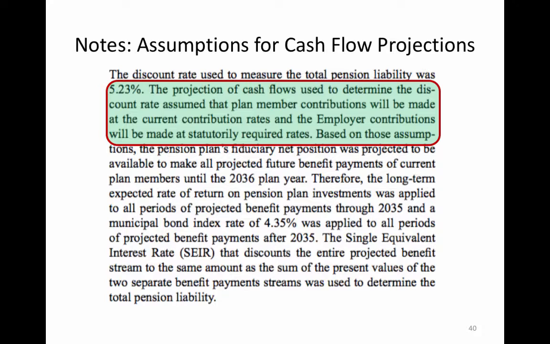So it should be based upon what their actual experience is, and so they will explain to you what assumptions they made about their contribution policy going forward for the purposes of projecting fiduciary net position to determine if they have a crossover point or not.